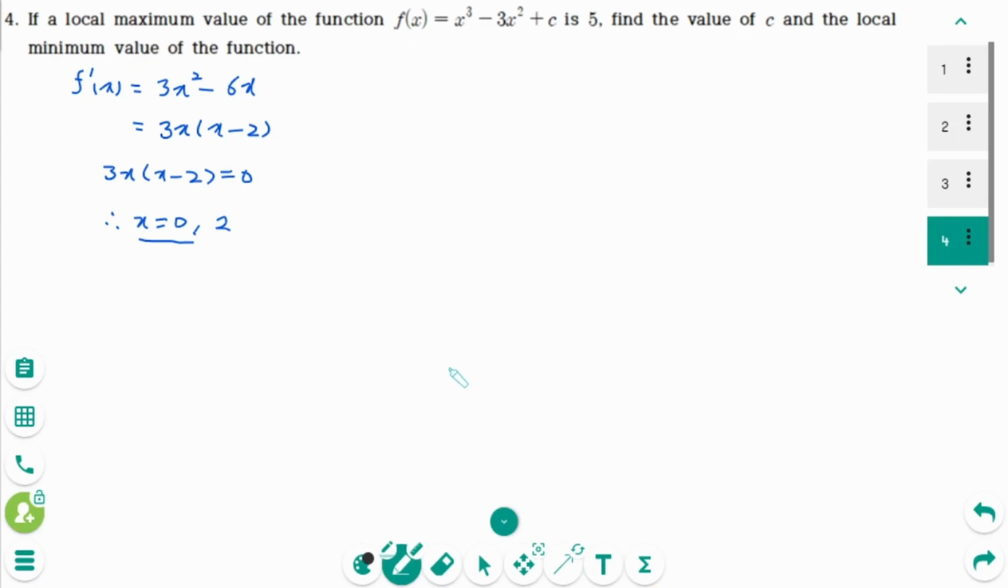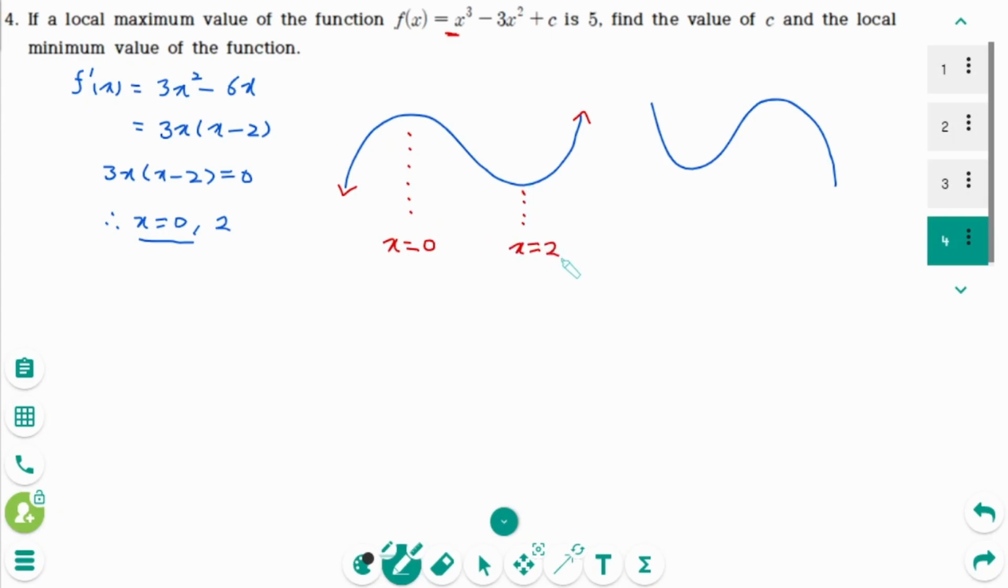There are two graphs of a cubic function with a local maximum and local minimum, like this or like this. If the leading coefficient, which is the coefficient of the highest degree term, this is 1, is positive, the end behavior is down on the left and up on the right. So x equals 0 here and x equals 2 here.